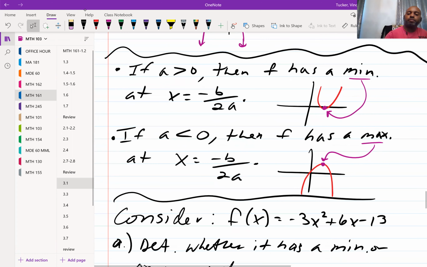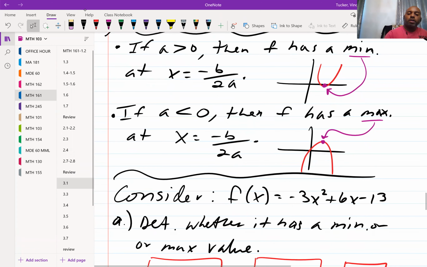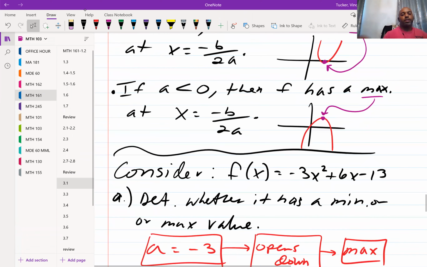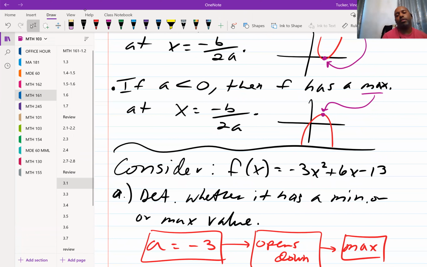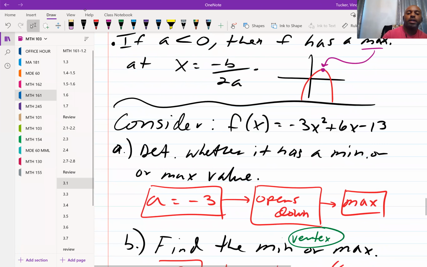All right. So here it says consider f of x equal to negative 3x squared plus 6x minus 13. First, they want you to determine whether it has a minimum or a maximum value. A is equal to negative 3. Remember, that's what's sitting in front of x squared. That means it opens downward, so it has a maximum value.